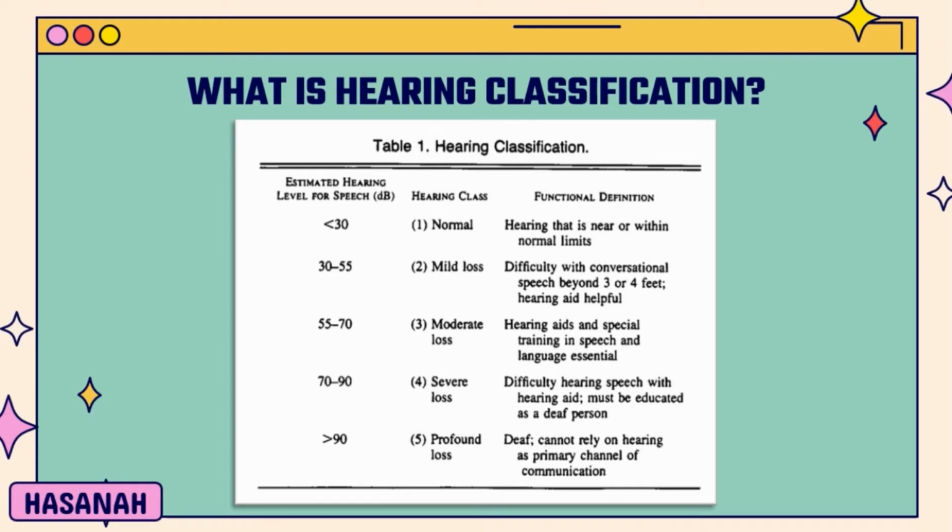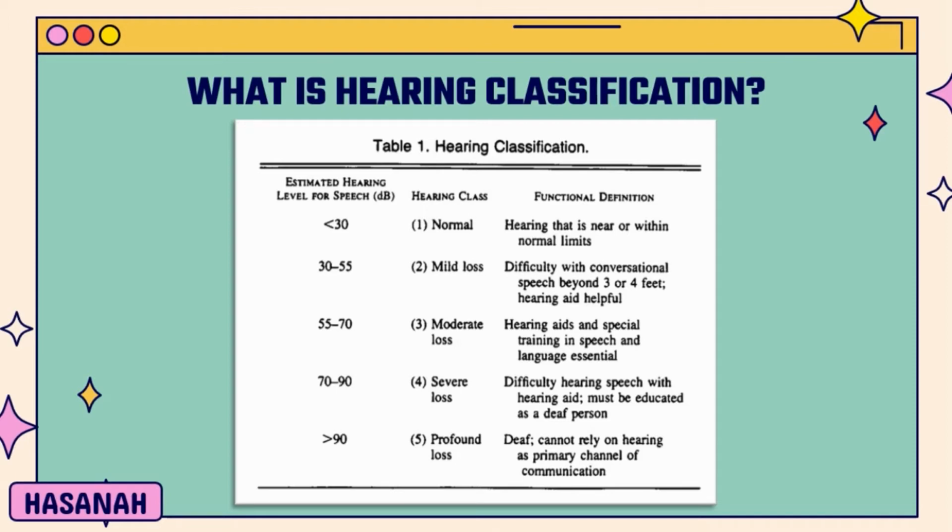Hearing classification is to determine the levels of hearing loss, which are divided into five categories: normal, mild loss, moderate loss, severe loss, and profound loss. So let's see the first category, which is normal, and the level is below 30 decibels. The functional definition here is that the person will hear things near them, within their normal limits.